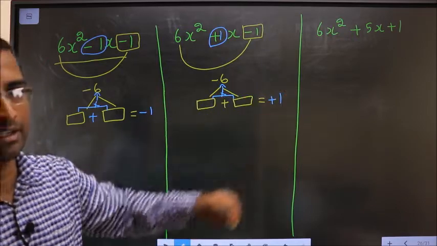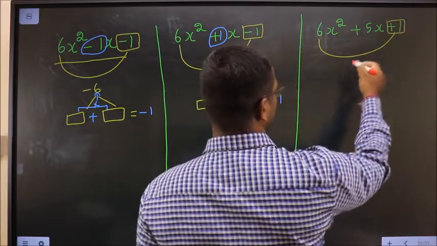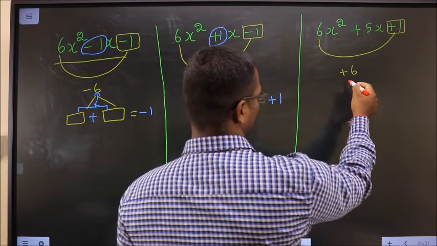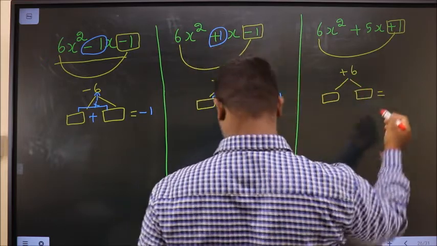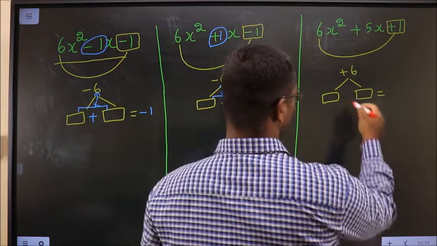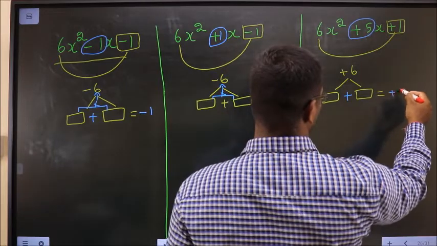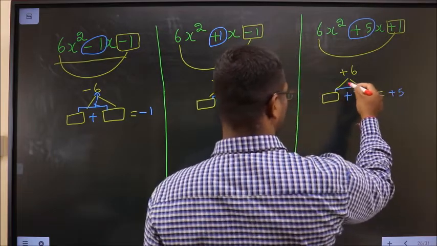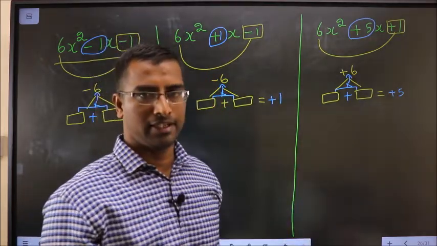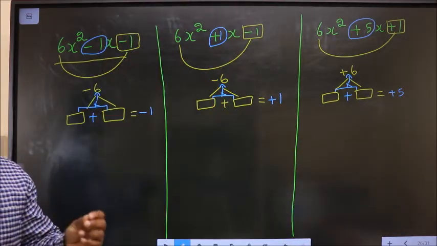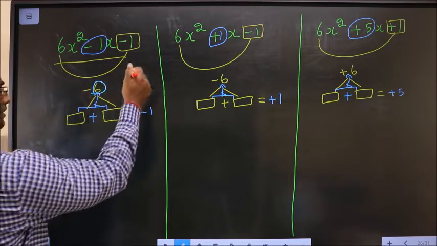Now see that one. Multiply 6 with the constant, that is +1. 6 into +1 is +6. Now you should look out for two numbers such that when you add the two numbers, you should get this middle number +5. And also when you multiply these two numbers, you should get +6. Am I clear? To get the two numbers, you need to take LCM of 6.